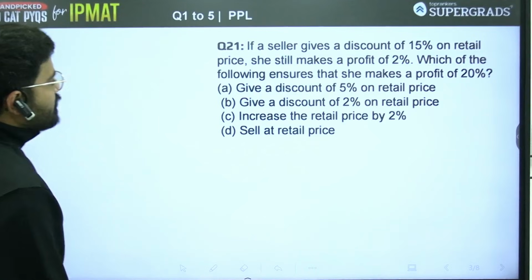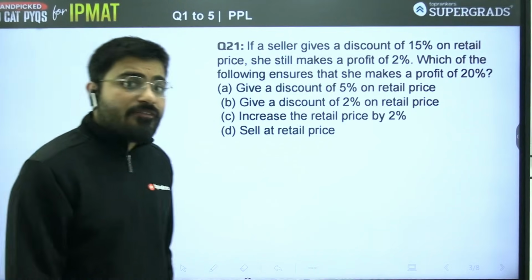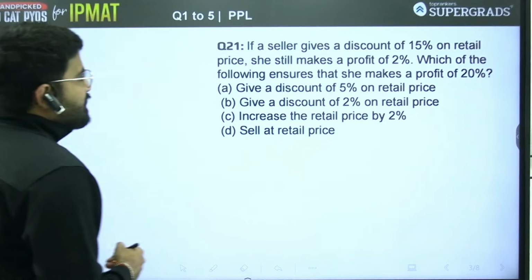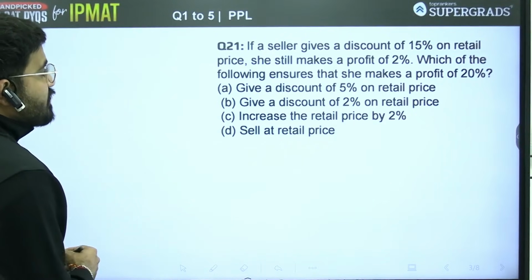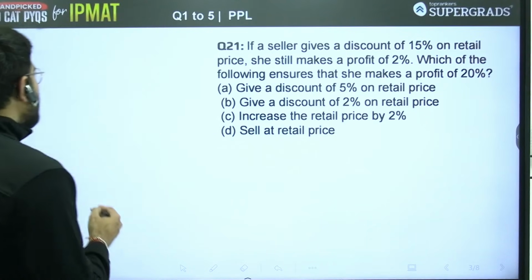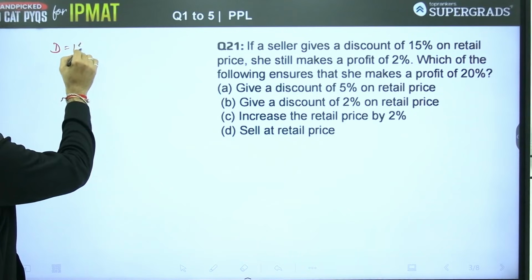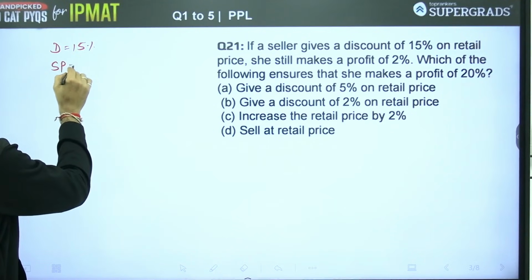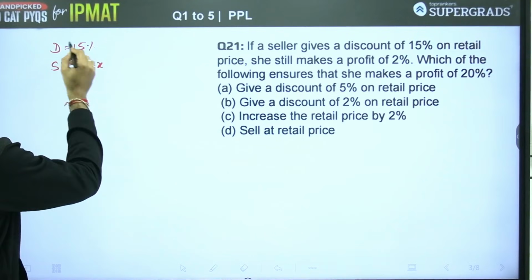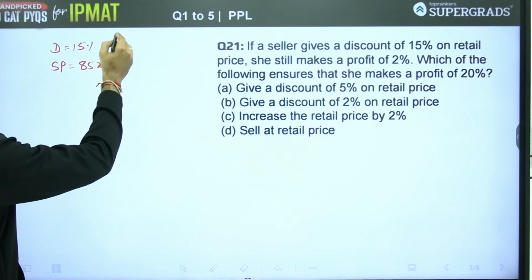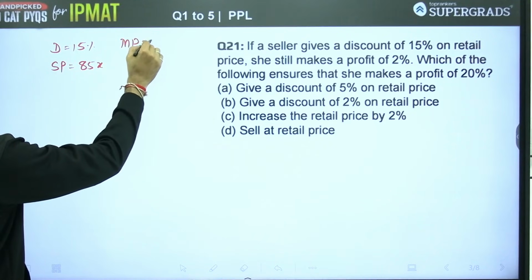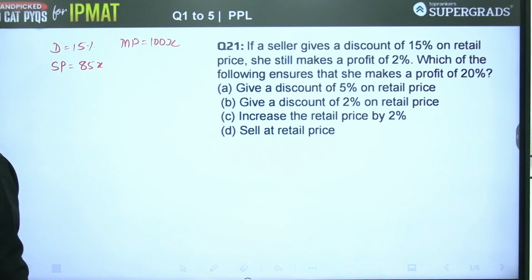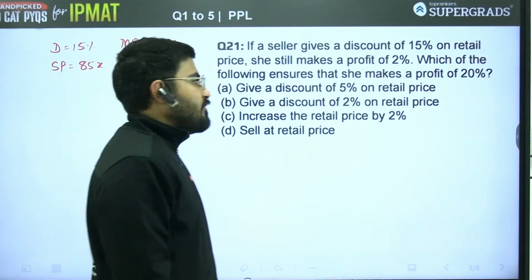Let's begin with the first question of today's session, and the 21st question of the series. If a seller gives a discount of 15% on retail price, she still makes a profit of 2%. So your discount is given as 15%, and your selling price will be equal to 85x. How did it come to 85x? Because I assume that the mark price was 100x. When you subtract 15% of 100x, you get SP as 85x. This is the first thing that we are getting.